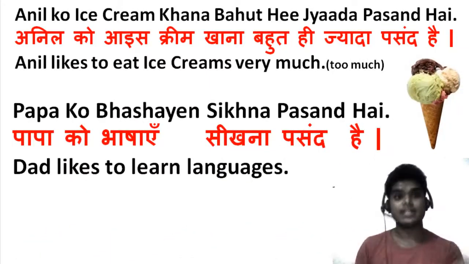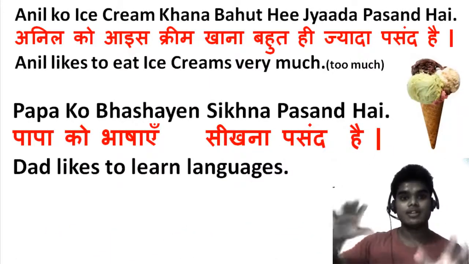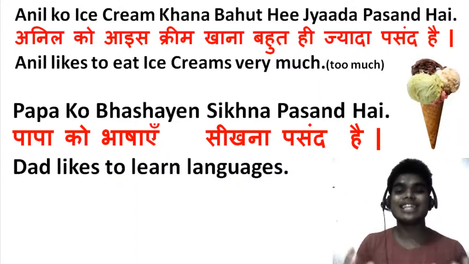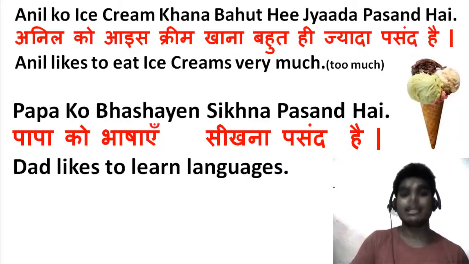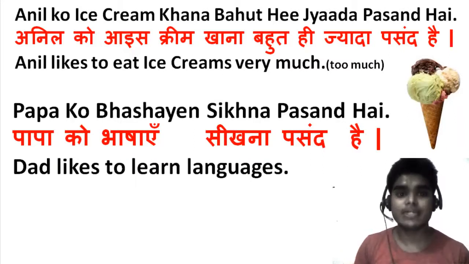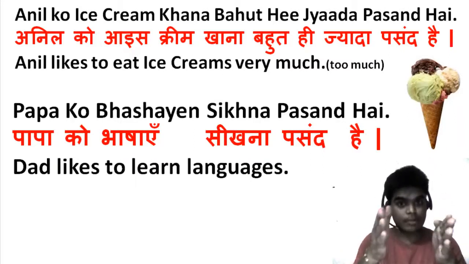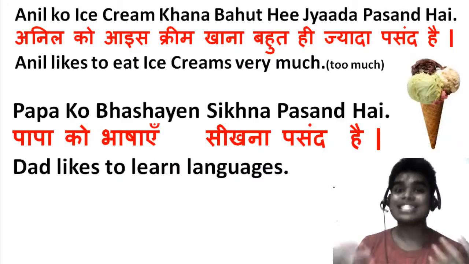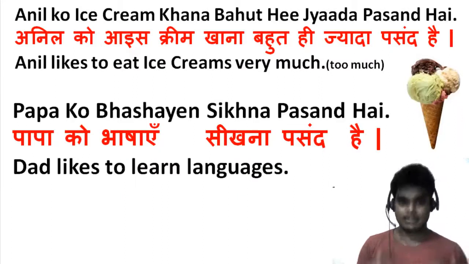Now, papa ko, you can see here. Papa is the third person here. Dad, you know. Papa ko bhasaye sikhna pasand hai. Bhasaye means languages. Sikhna means to learn, right? Pasand hai, he likes, right? So, dad likes to learn languages. So, ko is coming, remember that when we bring a third person. Papa ko bhasaye sikhna pasand hai.